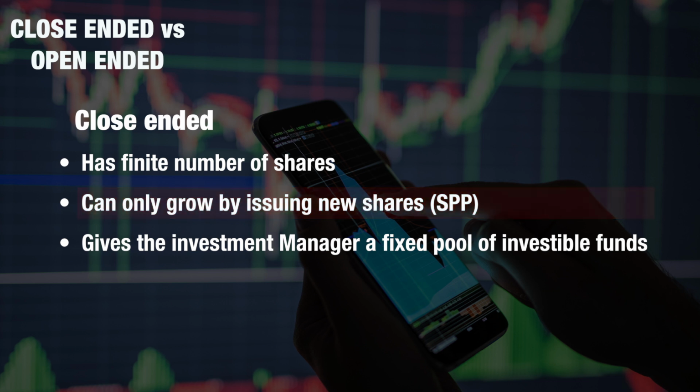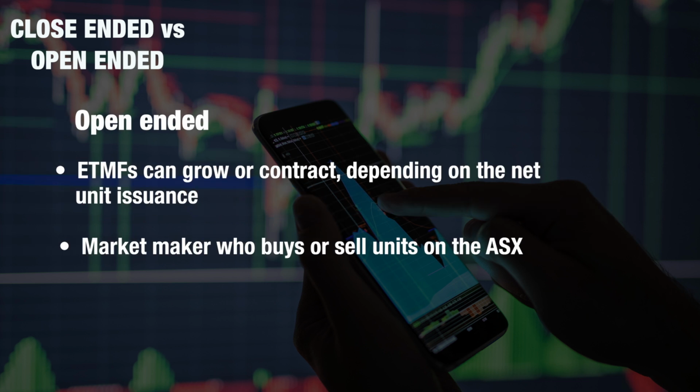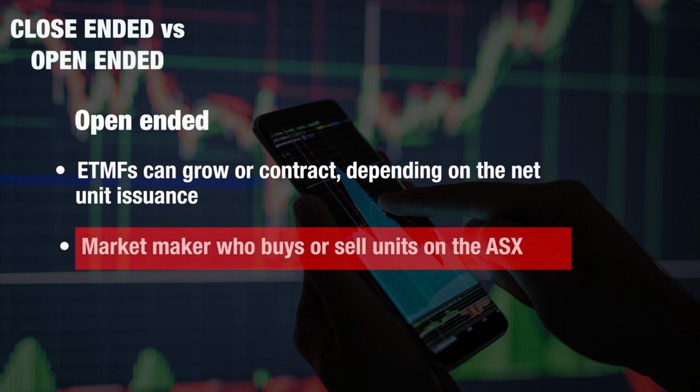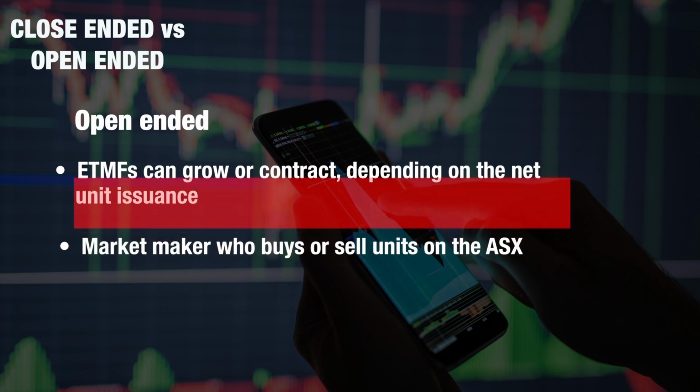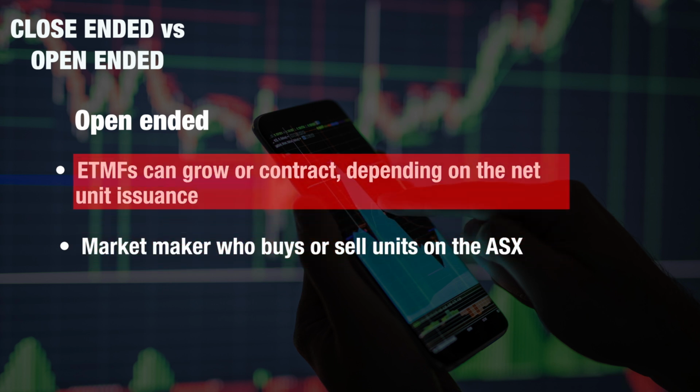With an exchange-traded managed fund, they employ a market maker who buys and sells units in the underlying fund. And the market maker does this on behalf of the actual fund itself. In that way, the fund can grow if it ends up issuing more units, or contract if it's buying units back on the marketplace. And that's why it's called open-ended. So good exchange-traded managed funds are growing, and perhaps ones that are less successful tend to be contracting.